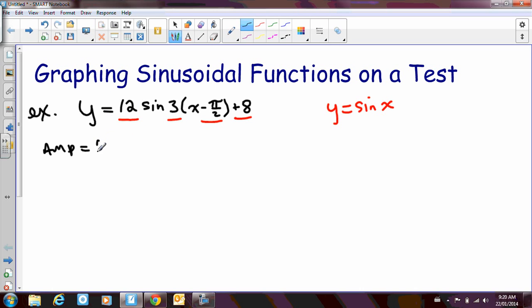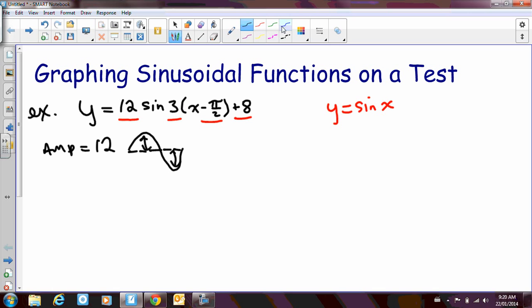The amplitude is 12. In case you don't remember, when we look at a sine curve, the amplitude is the distance between the axis of symmetry and the top of the curve, the maximum value. Also, obviously, between the axis of symmetry and the minimum value. So that's the amplitude. You don't have to draw the diagram, that's just to help out. So I state that the amplitude is 12.